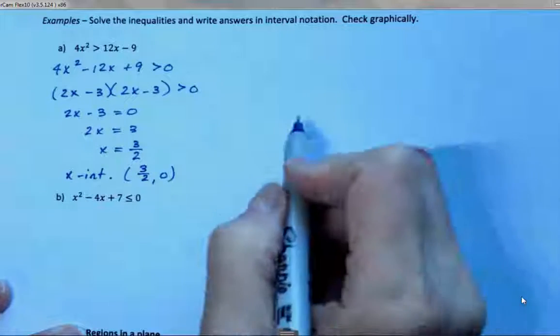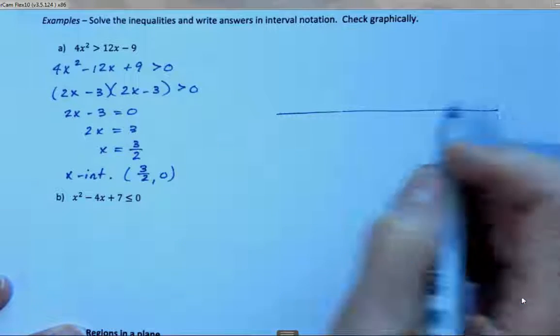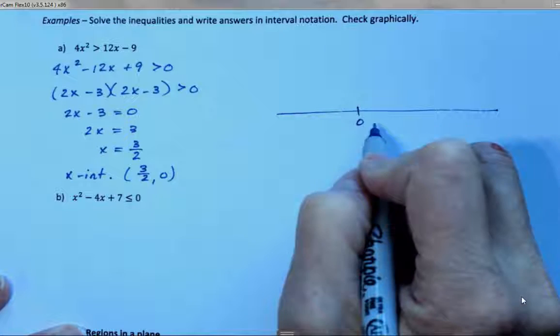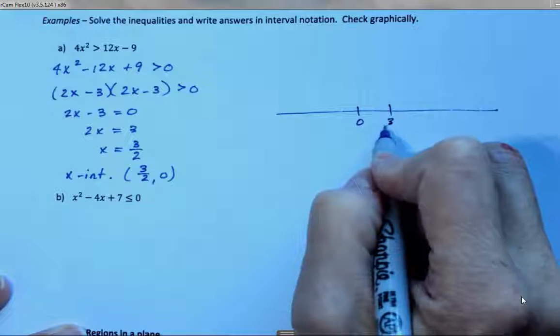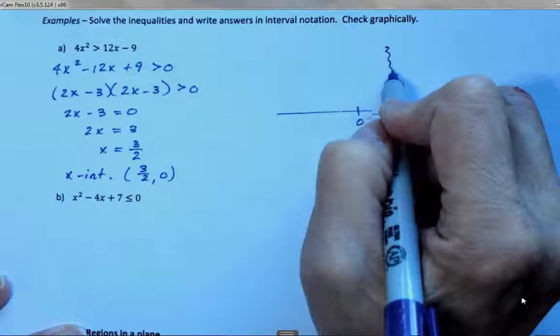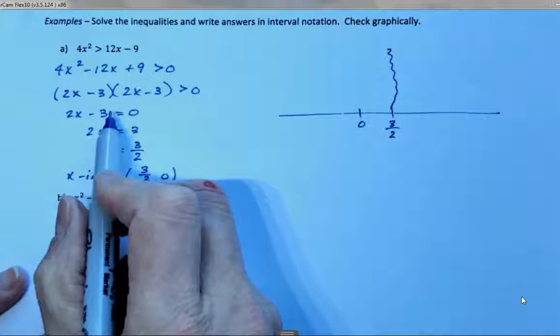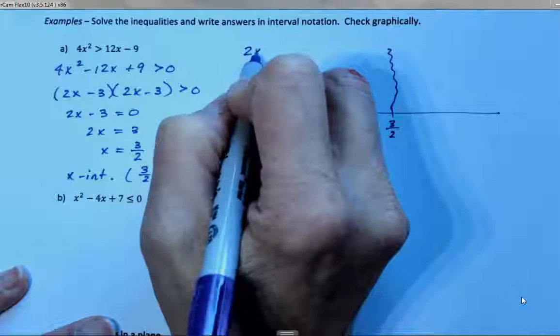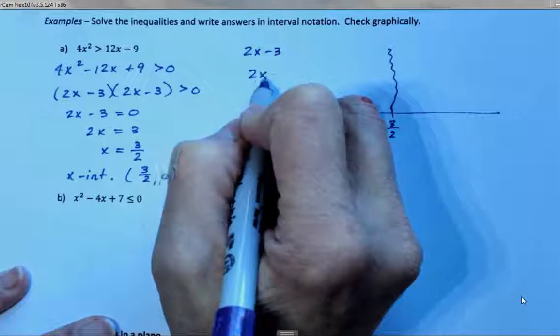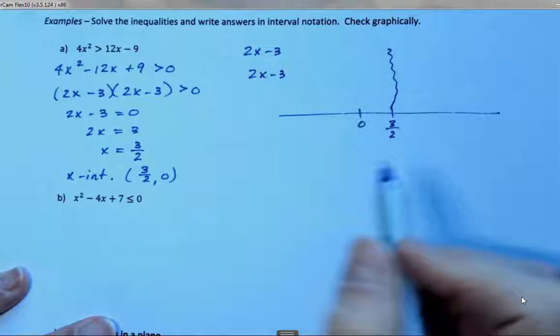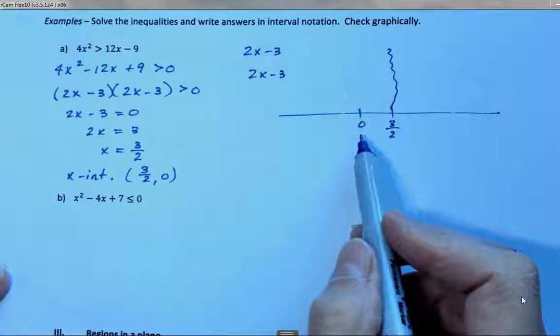Now to make a sign chart, I'm going to show where 0 is at, and then I'm going to show where 3/2 is at. I'm going to divide my chart at that 0, and then I'm going to write down my two factors over on the left-hand side, 2x minus 3 and 2x minus 3. So I'm going to pick a number to the left of 3/2. In this case, I'm going to pick 0.